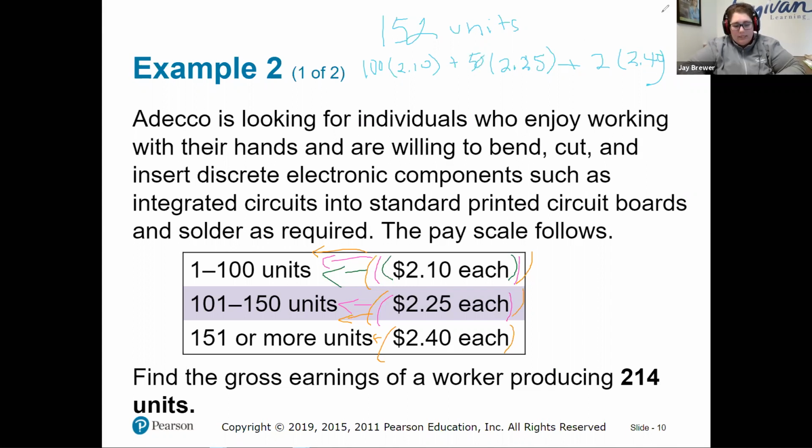Okay, so do we see that? The prices are per unit, but it has to be per unit within that range. You're not just going to take the 152 units and multiply it by the 2.40. All right, I wanted to break that down for you because that was a mistake I was making, and I made it a lot until it finally just kind of clicked in my brain.